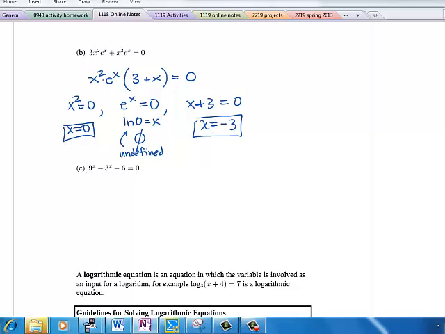And then example C here looks a lot like a quadratic form, but it's not quite as obvious as it was in some of the others. We've got 9 to the x minus 3 to the x minus 6 equals 0. These expressions have different bases, but we could rewrite 9 to the x as 3 squared to the x. And then at least the bases are the same, they're both 3. So now, if I think about it this way instead, 3 to the 2 to the x is the same as 3 to the x squared.